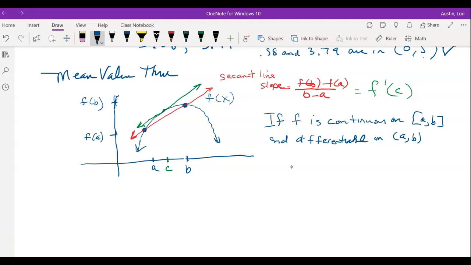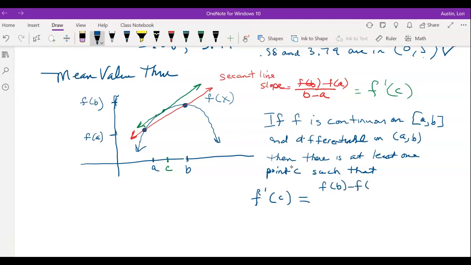Then there's at least one point C such that f prime of C equals that slope, f of b minus f of a over b minus a.